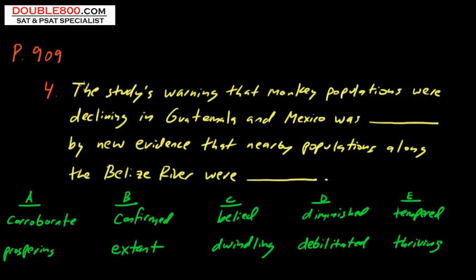In this lesson, we'll review a sentence completion problem. It's part of the critical reading section. We're on page 909, question 4 out of 5, and this is a difficult problem. It's really tough because of the vocab. So let's take a look.